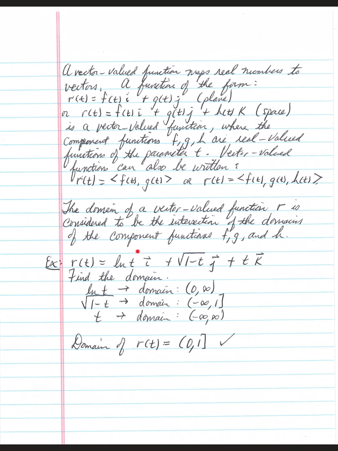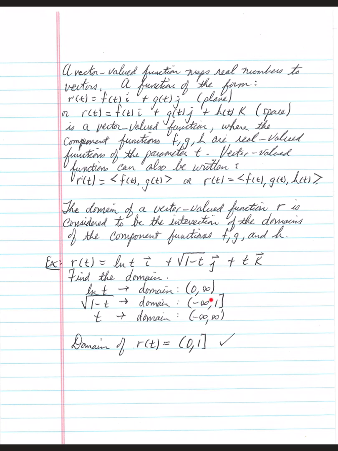We have r of t is equal to natural log of t times vector i plus square root of 1 minus t times vector j plus t times vector k. If you investigate each piece, natural log is happy as long as the t value is positive, so its domain is 0 to infinity. Square roots are happy as long as what you have underneath is greater than or equal to 0. The numbers that make sure this is 0 or larger would be a 1 or something smaller. So that domain is negative infinity to 1.